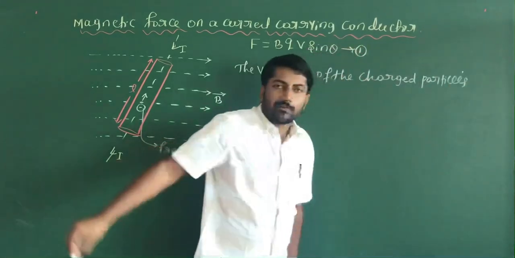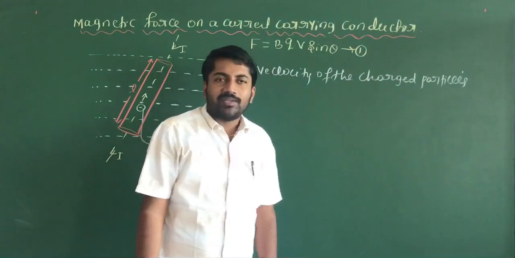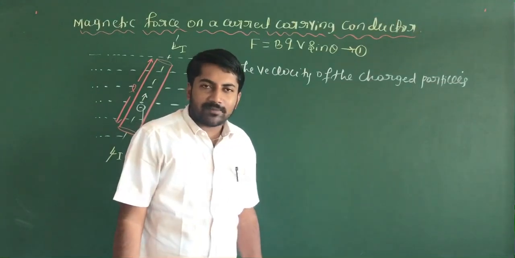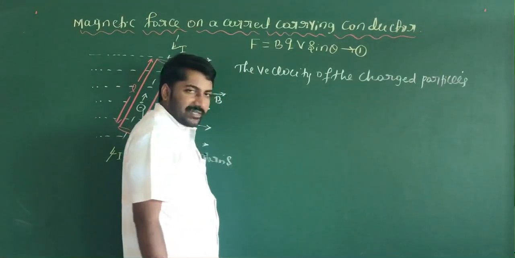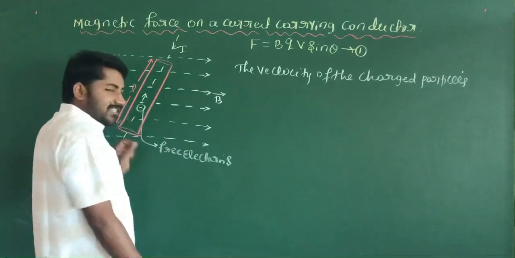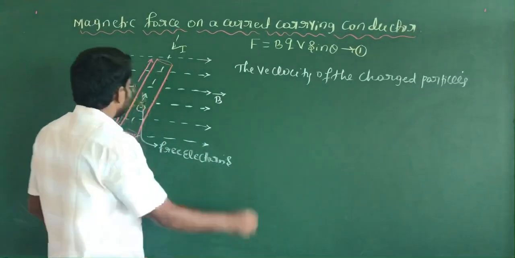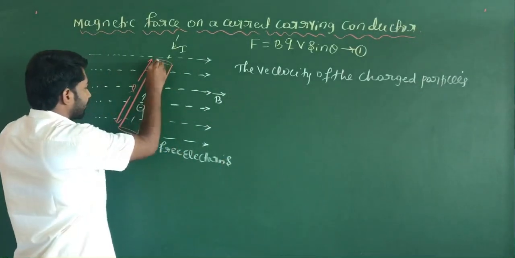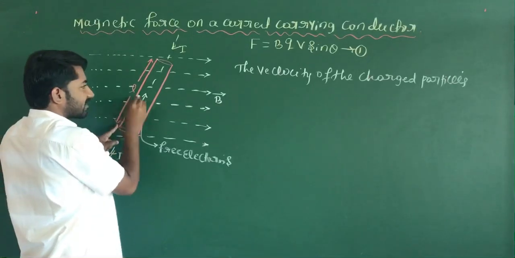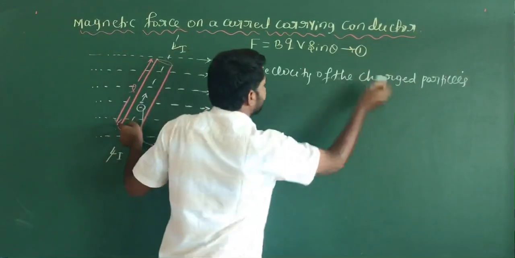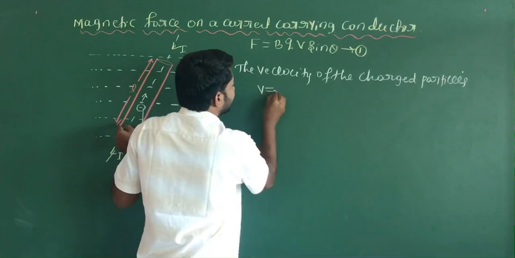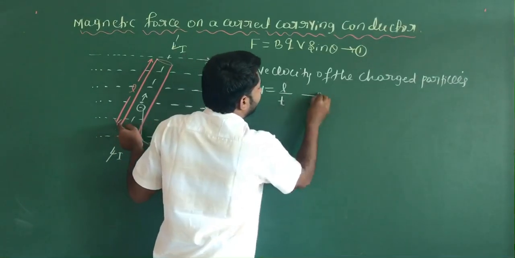We know the formula. Velocity means the rate of change of displacement. Displacement is distance divided by time. Distance from this end to this end, L is the distance. The velocity of the charged particle is V is equal to L divided by T.